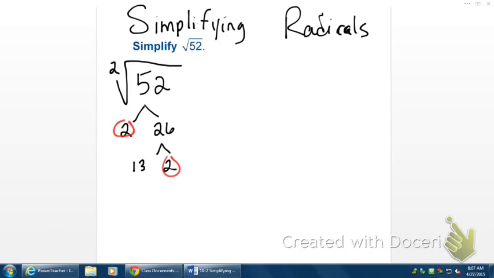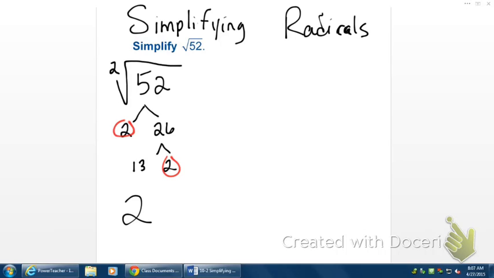So if you have a pair of something, in this case a pair of 2s, one of the 2s comes out. So you would just write down one of the 2s. We got a pair of 2s, that comes out. Now, what number do I have left? 13.